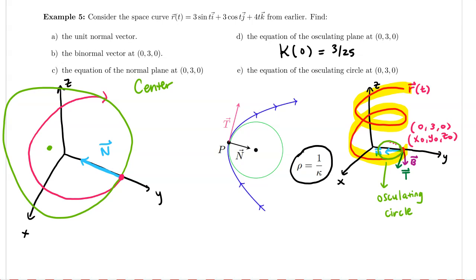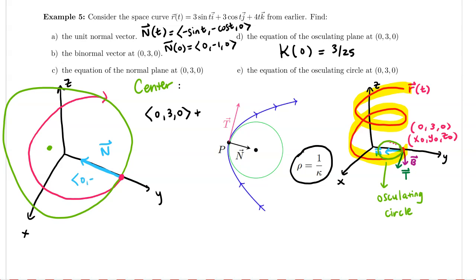So I can start with (0, 3, 0), and then plus, we want to add a scaled version of our normal vector. We found the normal vector in general in part A, and that was equal to negative sine of t, negative cosine of t, and 0. So if we want to find N of 0, that would be (0, -1, 0). So this blue vector right here, our normal vector at t equals 0, is (0, -1, 0). And I want to add a scaled version of that to my (0, 3, 0) vector.